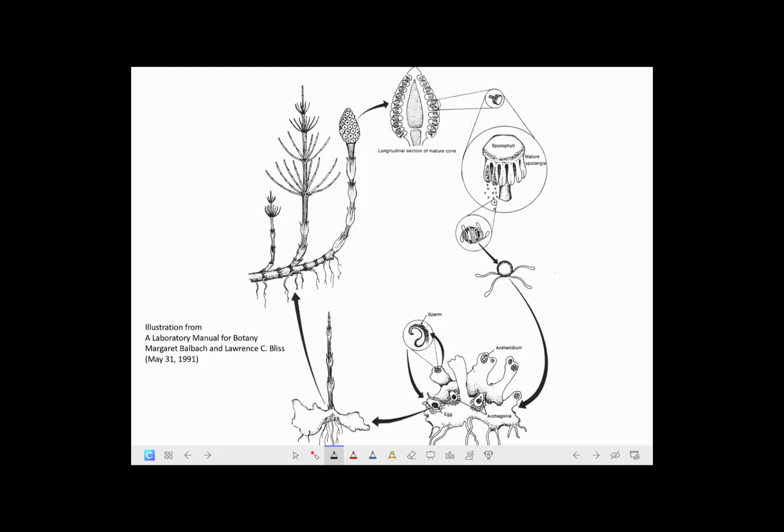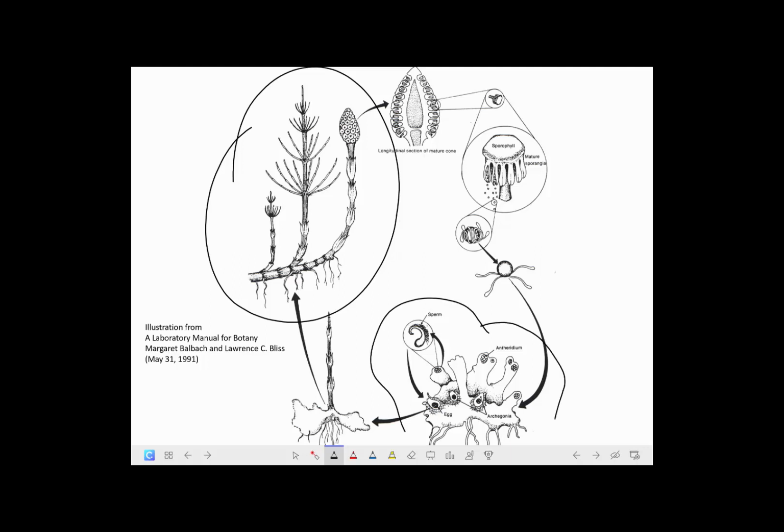So here's a picture that shows details of the life cycle. And again, it's the same life cycle as a fern, where we have a sporophyte that's the dominant, large, conspicuous thing that you would recognize out in the wild. And the gametophyte is a really small, inconspicuous thing you might miss, but it does what gametophytes do, which is produce sperm and antheridia and egg and archegonia. And sperm has to swim through environmental water to reach the egg.